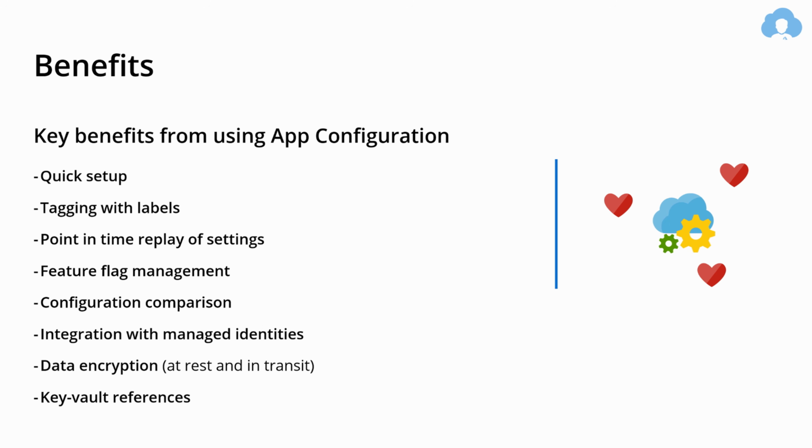Some of the key benefits that you get from using this service are, for instance, a quick setup. Within just 5 minutes, you can get the service running and integrated within your application. You can tag your configuration entries with labels for some logical separation. You can review your settings over time. You have a feature flag management UI. You have additional configuration comparisons, so you can compare what is the configuration on your app configuration and on the other services.